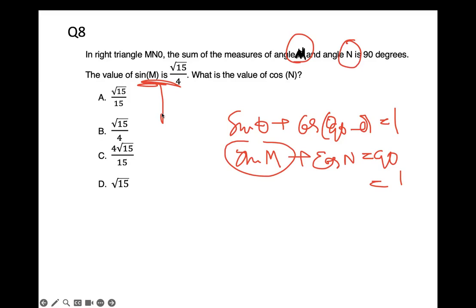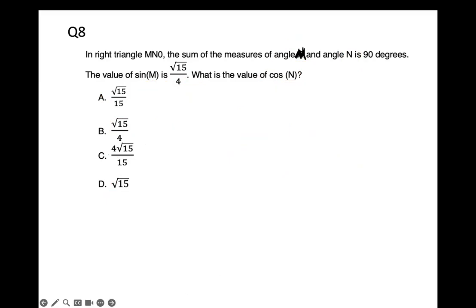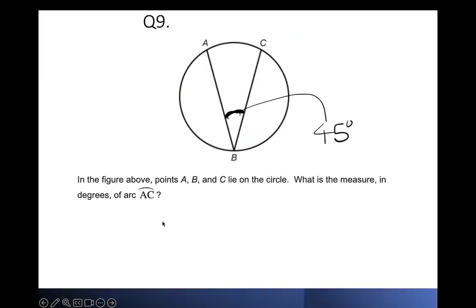Sine of M and cos of N should give you the same value so that it can simplify. And therefore, this is your right answer. Same thing, square root of 15 over 4. These are all wrong. You are using the trig information to answer the question. This is also a concept I want you to master, and I want you to write it down. If you don't know it, write it down.